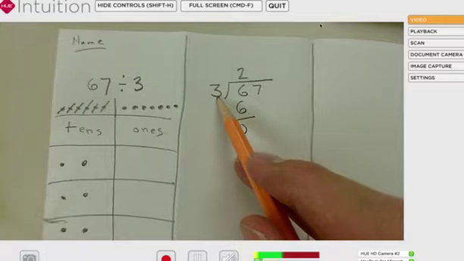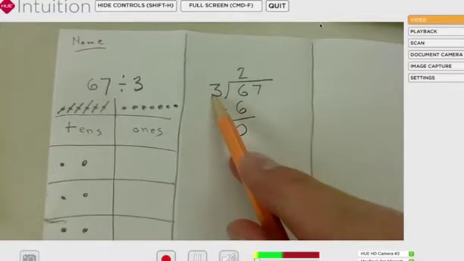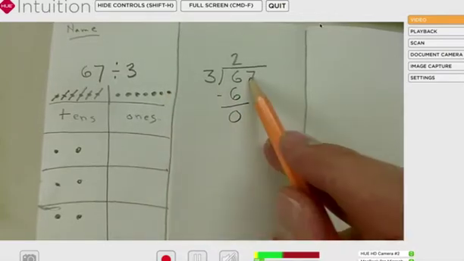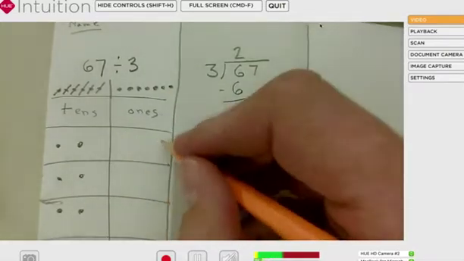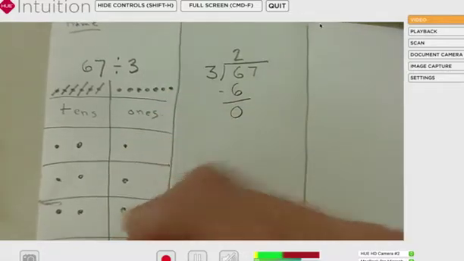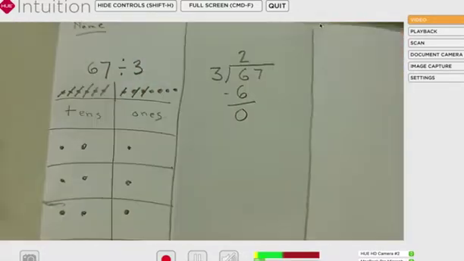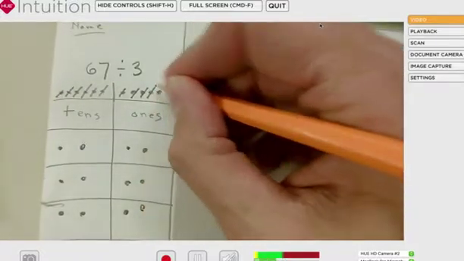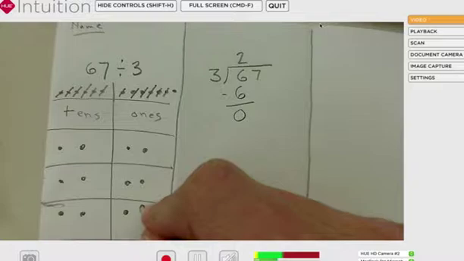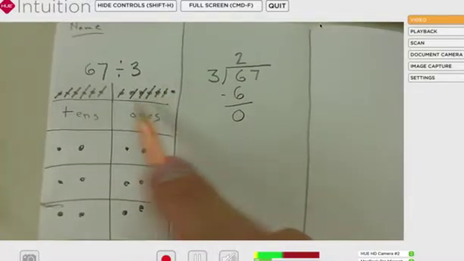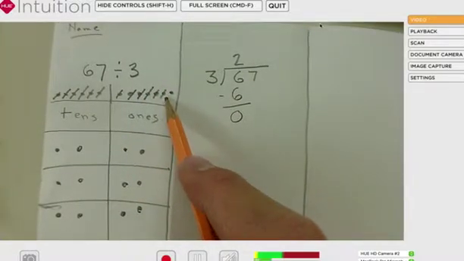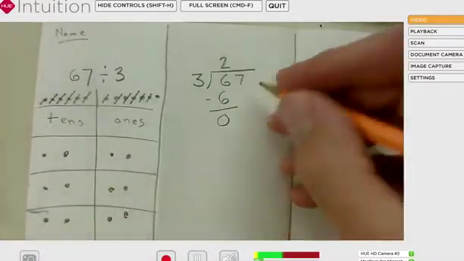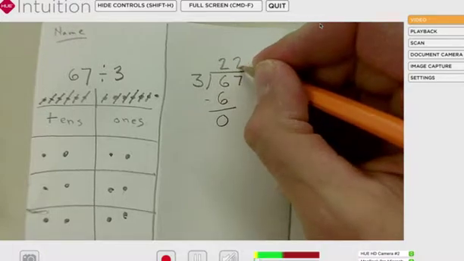Then we're going to deal with the number in the ones place. This 7 right here represents this 7 right here, and we're going to separate it into 3 equal groups. 1, 2, 3. 1, 2, 3. 1, 2, 3. Now this time we did not cross out all of the dots. We were not able to. Still the same thing as in the tens, we have 2 in each group. We're going to put a 2 up here.